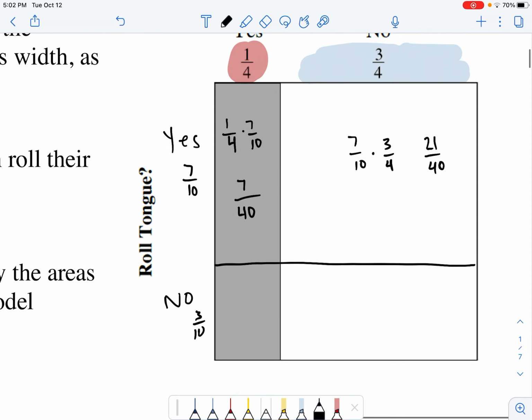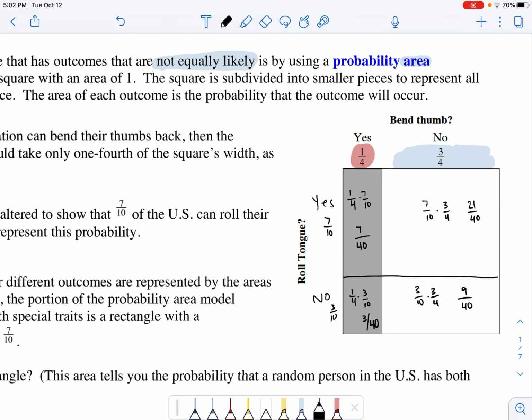And then 3/10 times 1/4. And I think for these, the fraction's not too messy. It's nice. It's neat. I'm going to leave it in fraction form here. But I think the next one I'll show you, I'll change it to a decimal, so I can see my various probabilities. And if I check, 7 plus 21 is 28. Plus 3 is 31. Plus 9 is 40 out of 40 is what it adds up to.